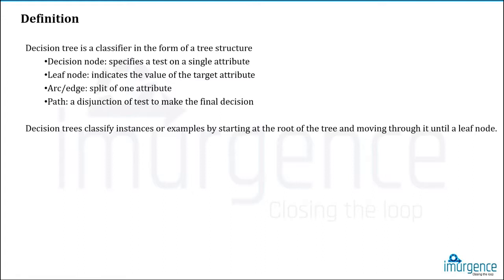So key parameters here would be the decision node, which specifies a test on a single attribute. Leaf node indicates the value of the target attribute. Arc or edge is the split of one attribute, and path is a disjunction of the tests to be made for the final decision. A decision tree classifies the instances or examples by starting at the root of the tree and moving through it until the leaf node.